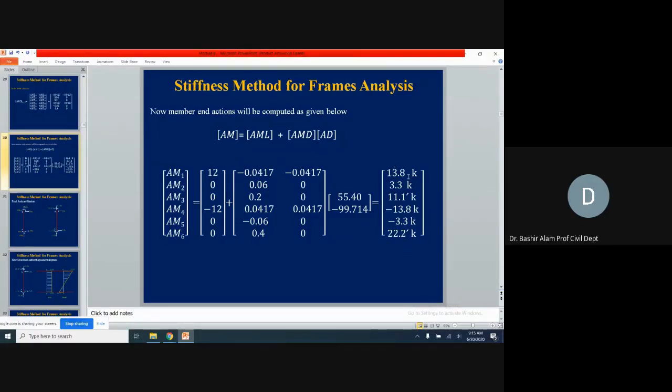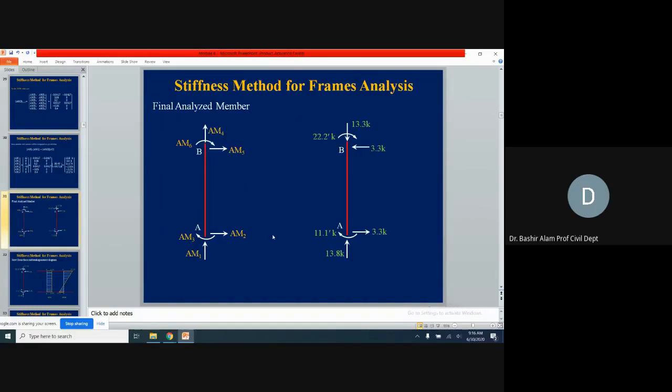AM1 now here, it is upward directed 13.8. AM2 at joint A, it is rightward directed 3.3. AM3, it is clockwise 11.1 moment at joint A. Coming to joint B now, so it is downward 13.8 now. AM5, it is leftward directed 3.3 now. And AM6, it is clockwise 22.2, and we put them on the sketch now. Look, corresponding to these labels now, we put all these values, and you can see this is analyzed member now.